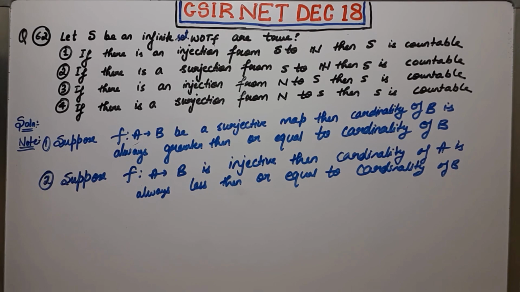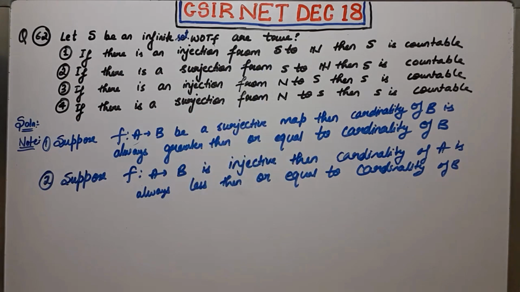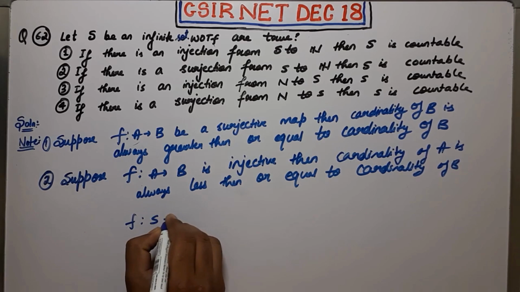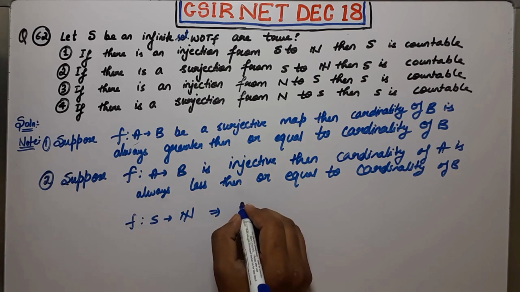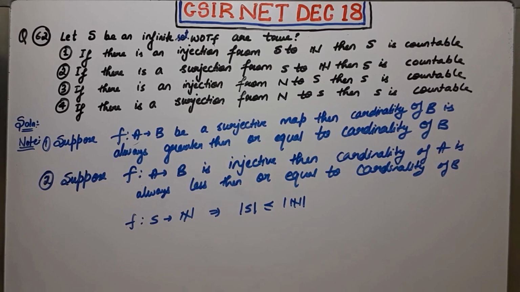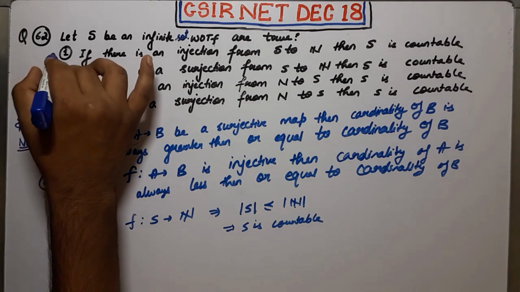Now come back to the question. The first option says that if there is an injection from S to N, then S is countable. So if f is an injection from S to N, that directly implies from note number 2 that the cardinality of S is always less than or equal to the cardinality of the naturals. So this implies S is countable, since it has cardinality less than or equal to the natural numbers. So the first one is directly correct.